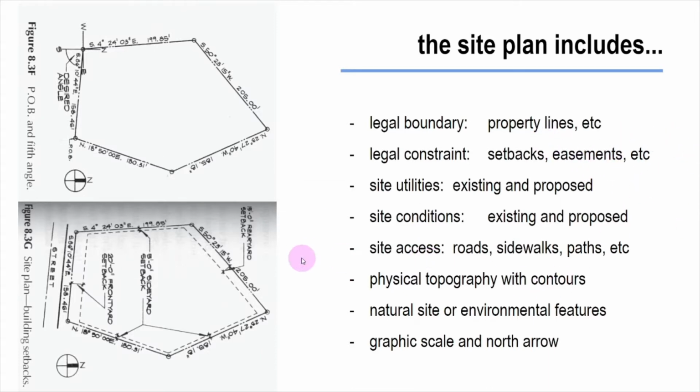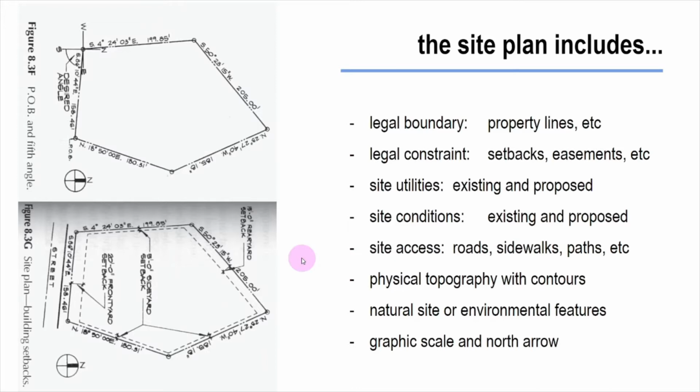Your site utilities, so any existing utilities or proposed utilities for electrical, for sewage, for anything else in between. Conditions such as the topography and the groundwork, or any trees that may be on the site. Access like roads, those natural environmental features.